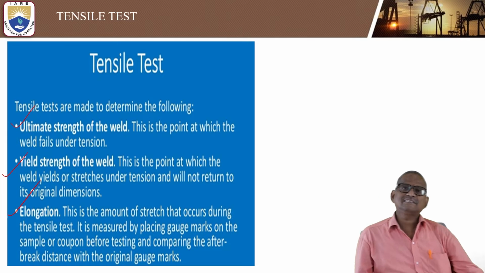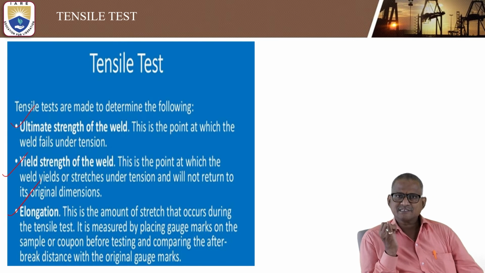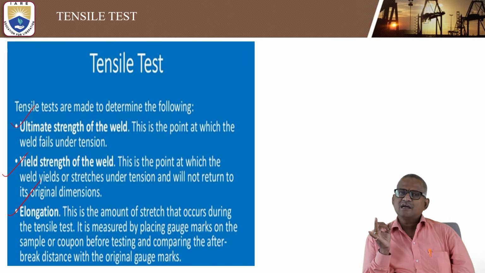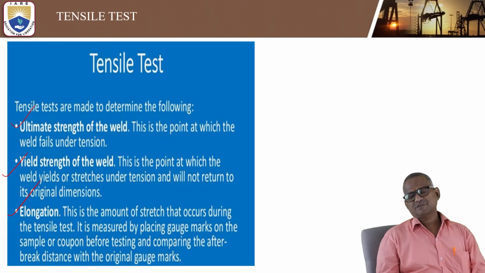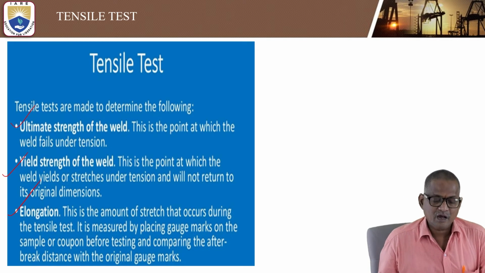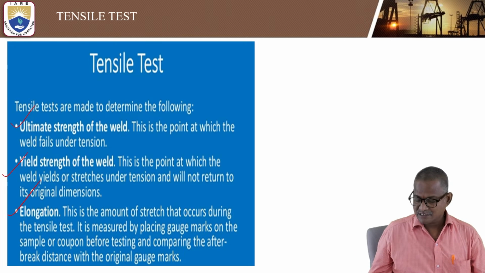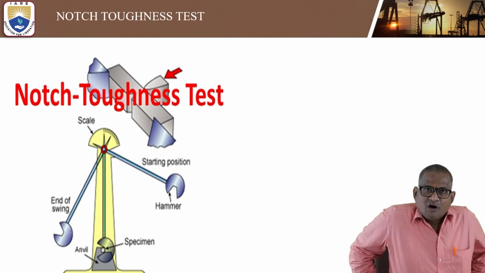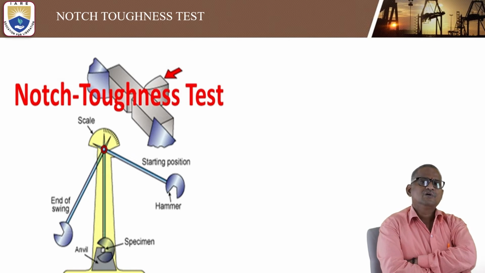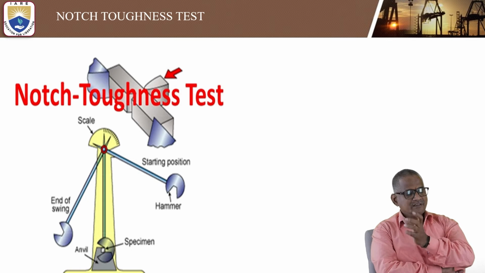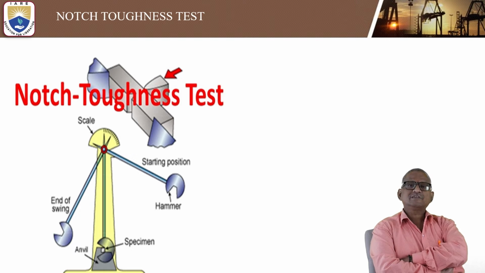So this is one interesting test, that is called ultimate tensile strength, yield strength, and finally the elongation. These 3 parameters are among the most important parameters where you can apply these tests effectively. Okay, so next let us see the notch toughness test. I hope all the mechanical engineering and civil engineering students can understand better in the laboratory itself.